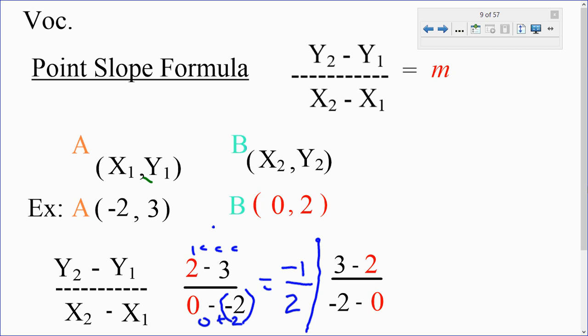And now let's do the subtraction. So I got 3 minus 2 equals 1. 0 minus, I'm sorry, -2 minus nothing is just -2. So I get the same fraction. Notice the negative sign is up there, so I can put it up there if I want to, or in the middle or on the bottom. So I still get the same value. So the slope is equal to -1/2.